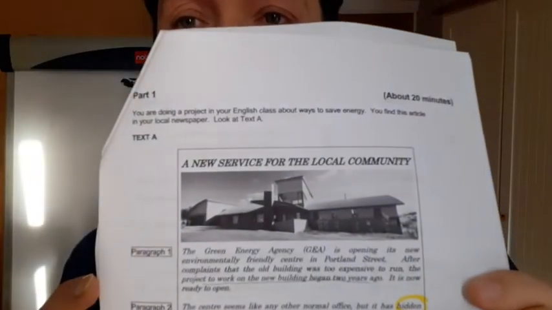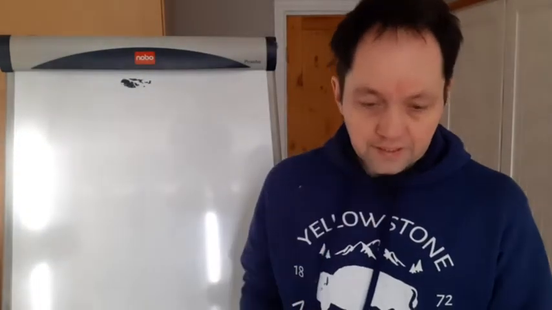Okay, let's have a look at the answers. I've sent you the answers already, so you can check your answers, but if you want, I'm going to explain why each answer is correct. It's going to take a little while, because like I said, it's quite tricky. The first section is about a local community center. It says, you are doing a project in your English class about ways to save energy. You find this article in your local newspaper. Look at text A. It's about a new building that is going to help with saving energy.